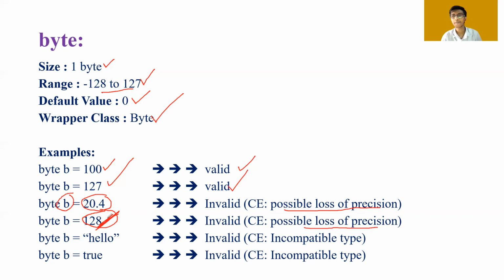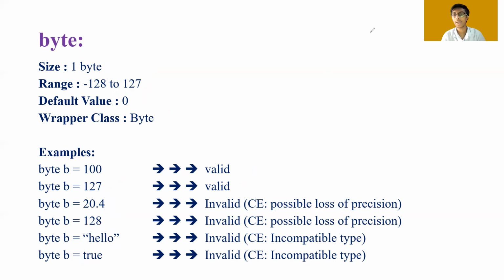Similarly, if the type itself has changed, here we are dealing with numeric data, but if you hold string character data or boolean data, the type has changed. In that case you will get a different compile time error, that is, incompatible types.